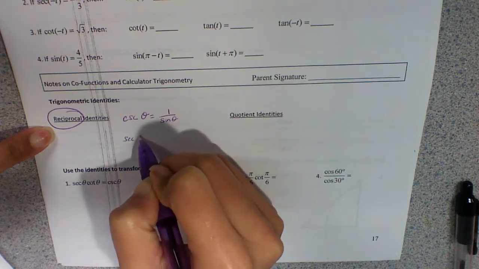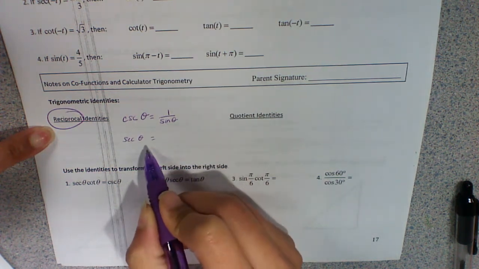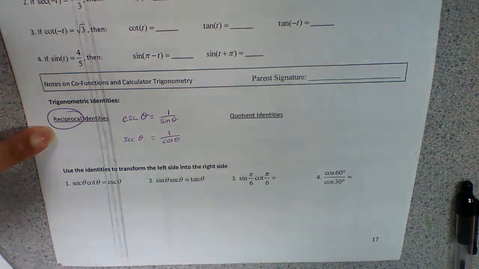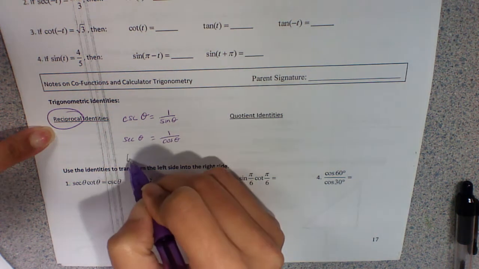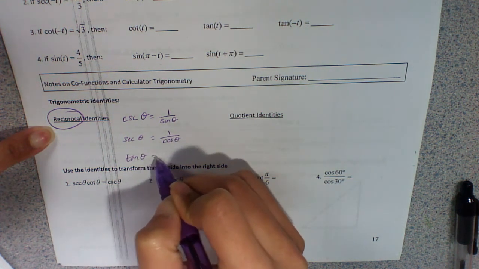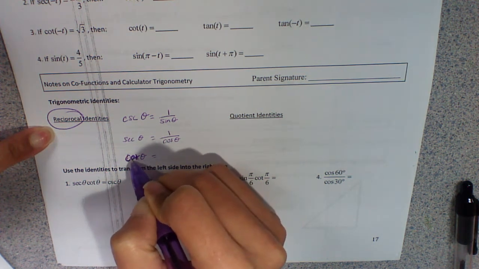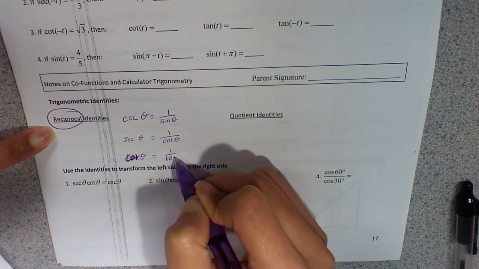Similarly, for secant of theta, I'm going to write down that it's the reciprocal of cos by saying 1 over cos of theta. And for cotangent, I'm going to write that down as 1 over tangent of theta.